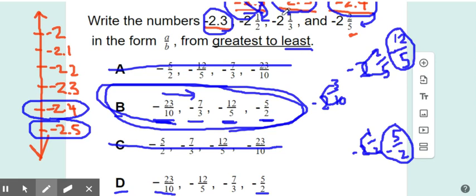So this list right here, option B, is ordered from greatest to least. So again, make your mixed numbers into decimals. Draw your decimals on a vertical number line to see which one's the greatest, which one's the biggest, and then you have to use the C method to make them improper fractions.